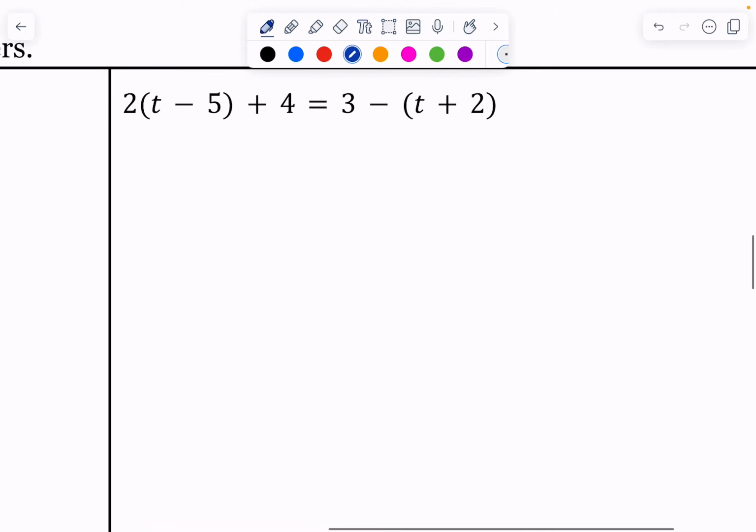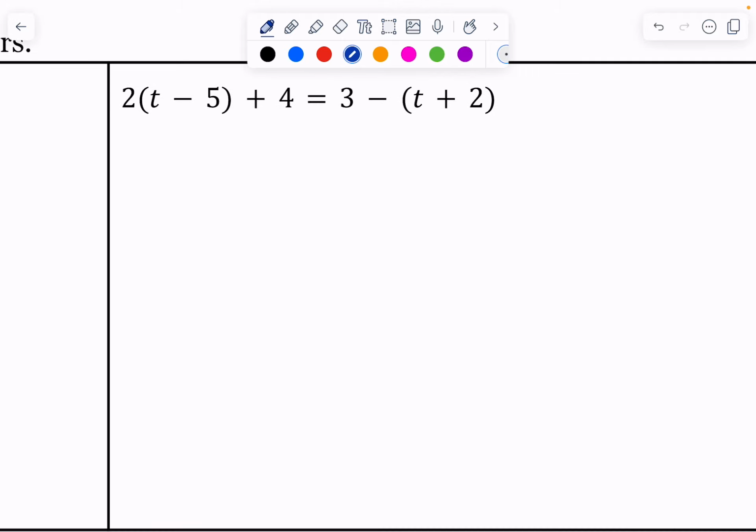All right, for this next one, there's a little bit more going on. So the first thing we need to do is distribute. So I've got 2t minus 10 plus 4 equals 3. And then on this one it's a little trickier. It's kind of like a -1 out here. So I've got -1t minus 2 on the right side.